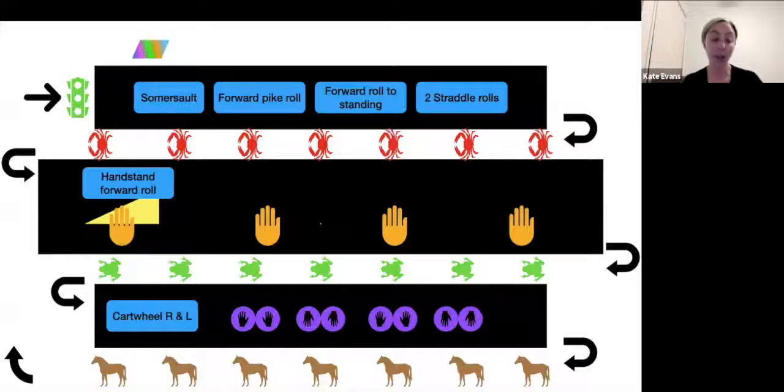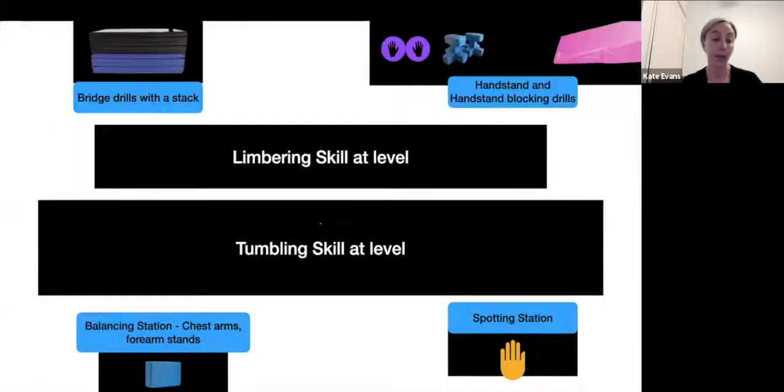Here is an example of tracks or runs. This is the part of the class that we move into next. In a track or a run, this combines independent learning, working in pairs, and working with the teacher at a spotting station. Here is a different layout. This is a circular circuit. This combines independent learning and working in small groups and a spotting station.